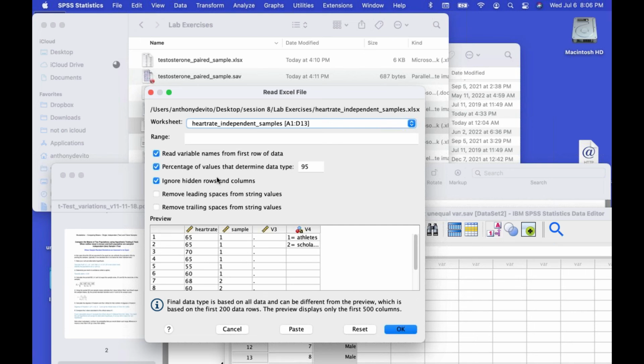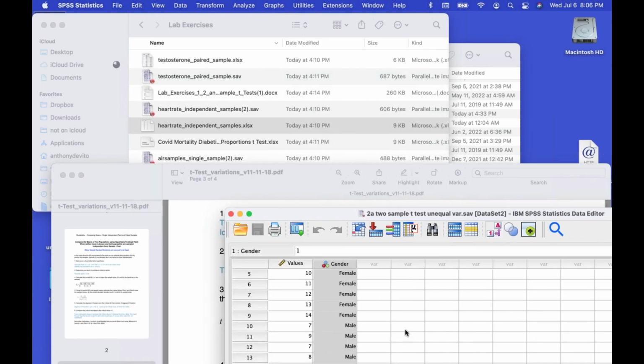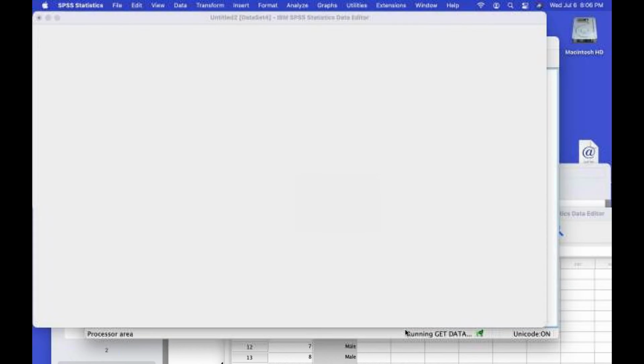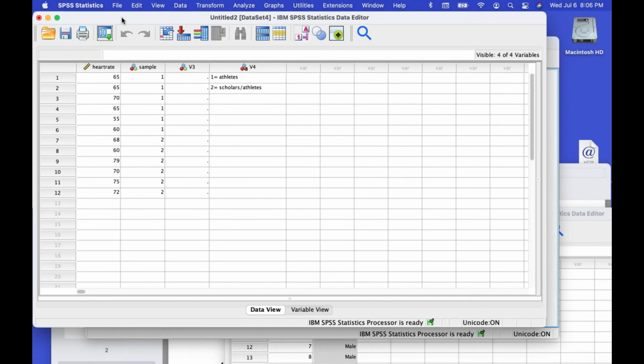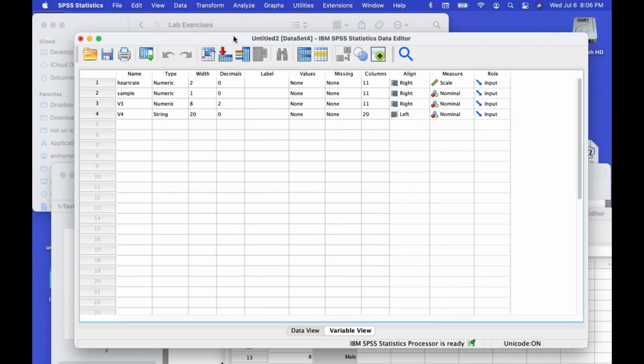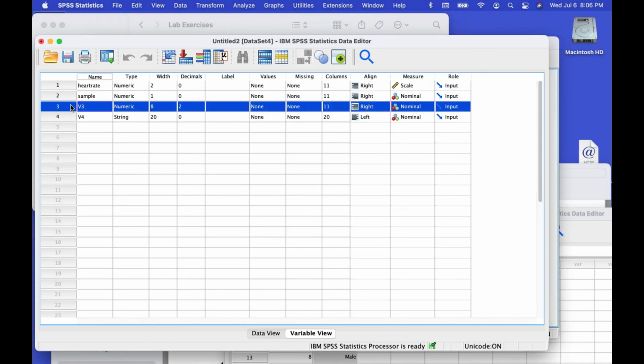Now notice it doesn't know that one represents athletes and two represents scholars. That's because we have to go into the variable view and we have to code it. So one thing I can do right off the bat is clear this stuff. We don't need that. So I can go into the variable view, and instead of sample, I can make sure it's labeled athlete type.